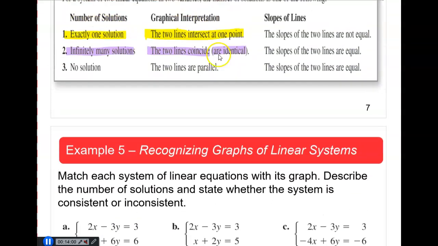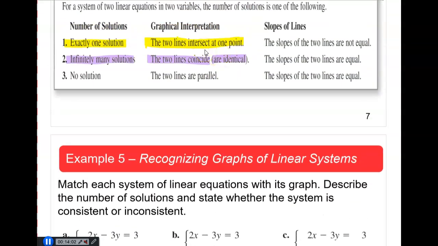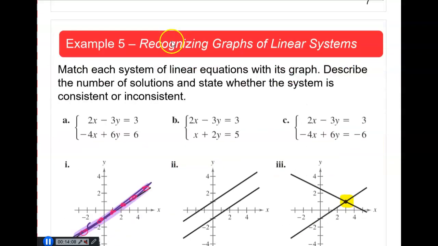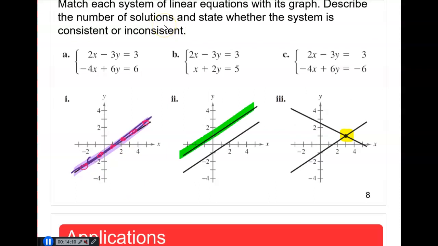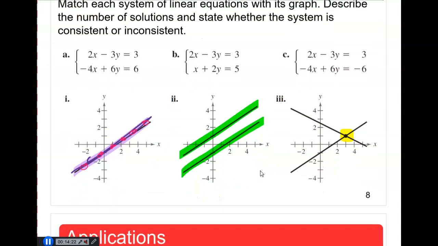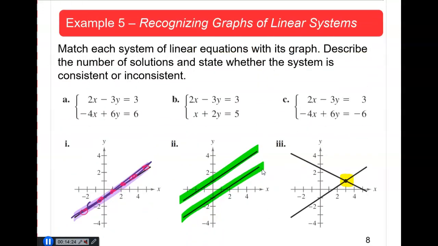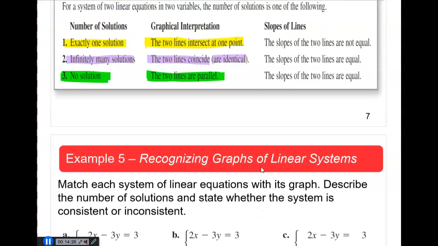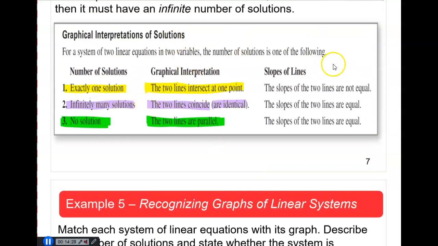We have a third kind that will have no solution, and those lines are parallel. Here we have an example of parallel lines. Those two lines will not intersect, therefore they will not have a solution. What we're going to do now is classify them, but before that, I want to finish going over this table.